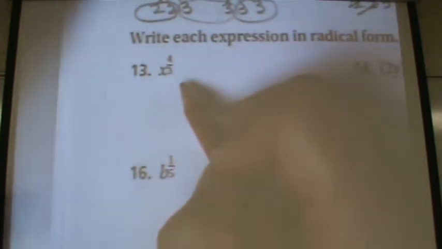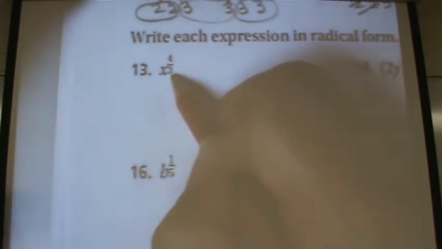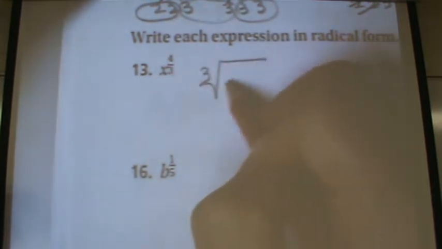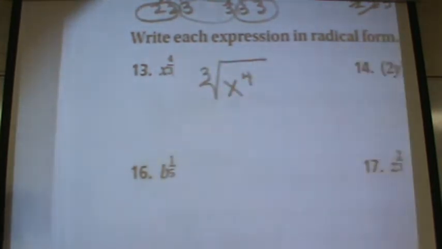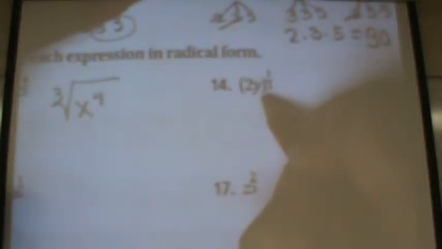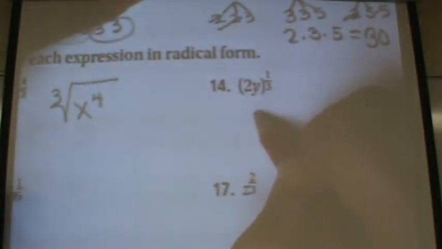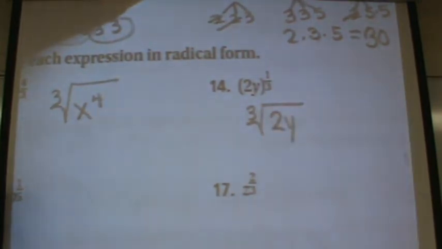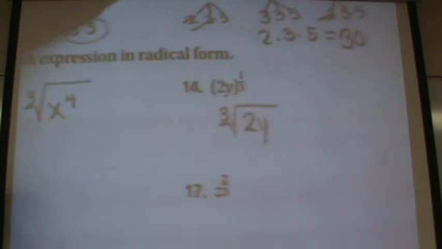Okay, the next ones. These are easy. All they want you to do is write these in radical form. You do not have to simplify them. So this is the cube root of x to the 4. That's all you have to do. The next one, you've got 2y, the whole thing is cube root. So this is what you do. Cube root of 2y.